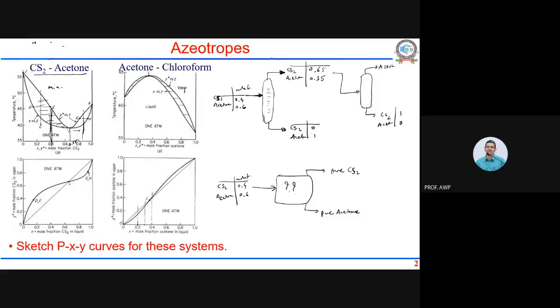The only question is, where will I get pure CS2 from? Well, then our chemical engineering comes to our rescue. Can we not recycle this? Partly recycle and partly take it out. And this azeotrope can also be recycled. Anyway, it's azeotrope only. Good idea, bad idea? Good idea.